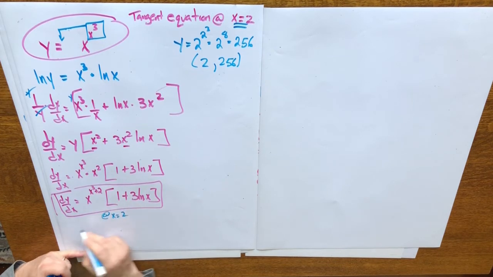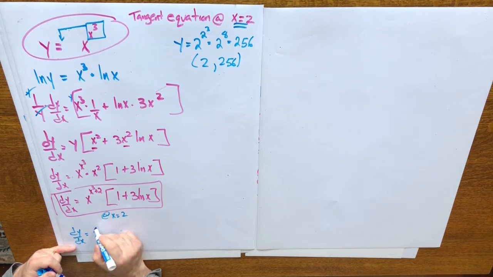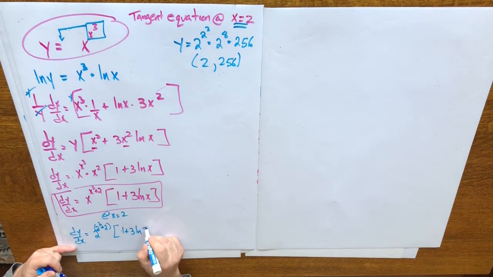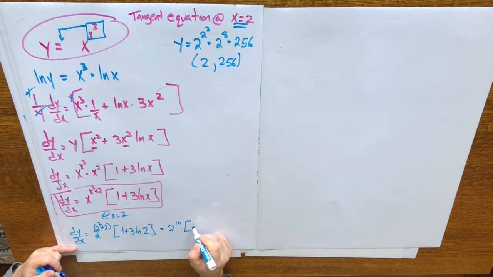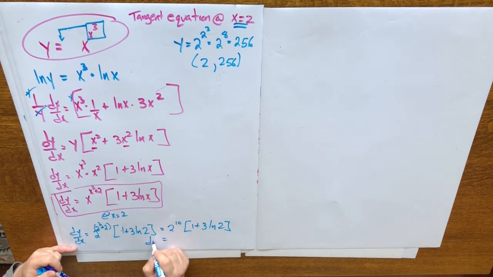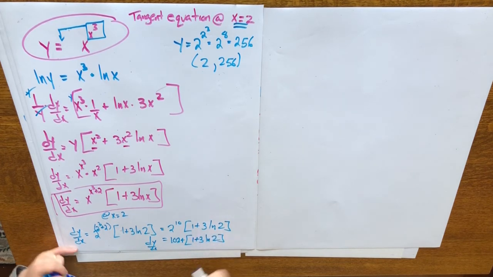dy over dx is going to be 2 to the exponent 2 cubed plus 2, that's the exponent, all multiplied by 1 plus 3 ln 2. So that equals 2 to the exponent 2 cubed plus 2, which is 10, times 1 plus 3 ln 2. So the value of the slope, dy over dx, is equal to 2 to the 10th, which is 1024, times 1 plus 3 ln 2. And hopefully you remember the rest of the routine now.